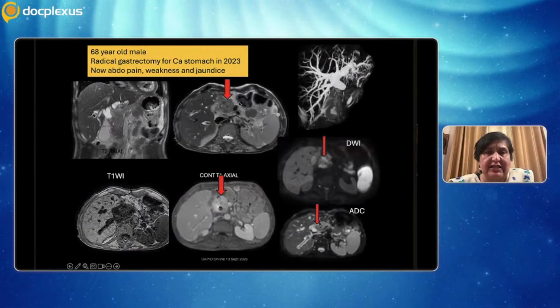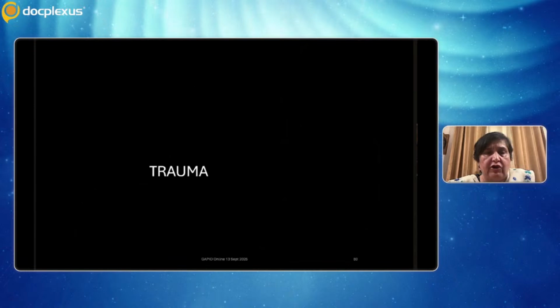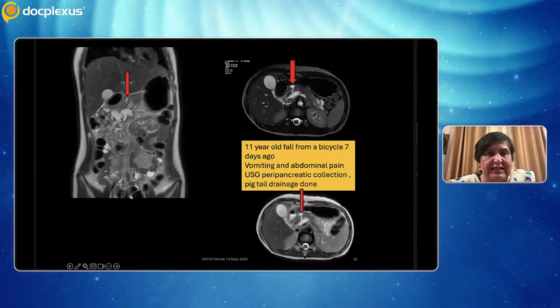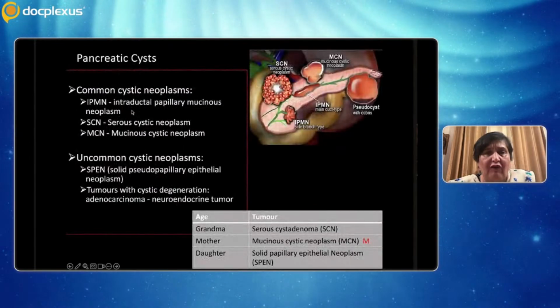This was a carcinoma stomach patient who had undergone radical gastrectomy. And later on, what we found was this well-defined hypointense lesion in the region of the pancreatic head, which was showing contrast enhancement, showing restricted diffusion. And this was either a metastasis to the pancreas from a carcinoma stomach, or it was a primary pancreatic tumor. Trauma is the other thing, and you can see pancreatic fractures like this on CT. They are also beautifully seen on MR. MR is done basically to look at ductal anatomy and interruption of the duct.